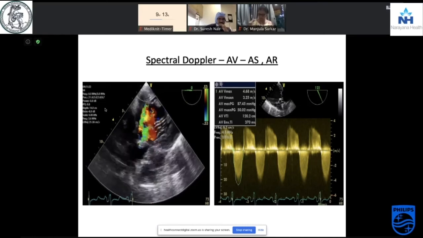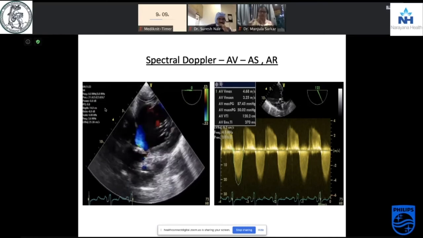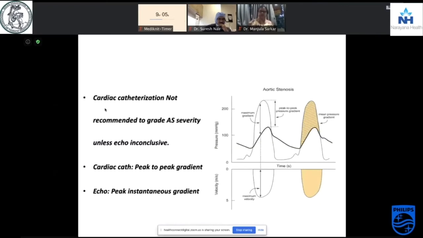This patient has both AS and AR. If you see the gradients on the right hand side, it shows it is severe AS. As I said, the Doppler gradients are quite reliable, and cardiac catheterization is almost never indicated to diagnose the severity of aortic stenosis. However, if the echo is inconclusive for some reason, then you can go ahead with cardiac catheterization.